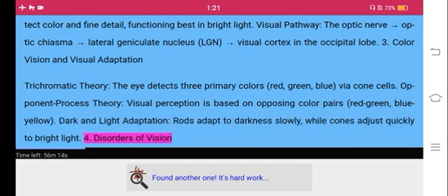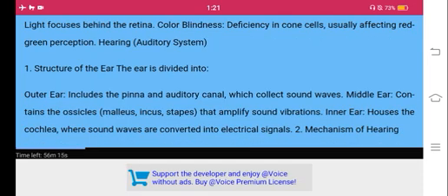4. Disorders of vision. Myopia, nearsightedness, light focuses in front of the retina. Hyperopia, farsightedness, light focuses behind the retina. Color blindness, deficiency in cone cells, usually affecting red-green perception.